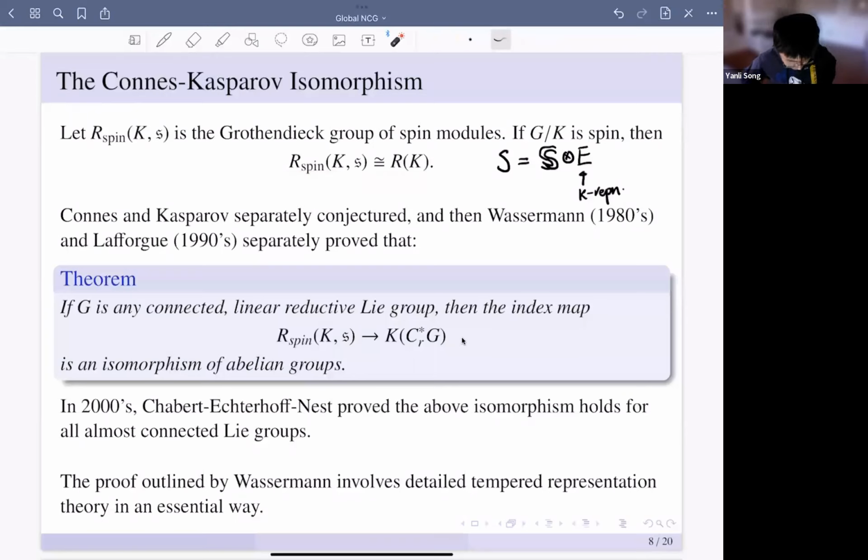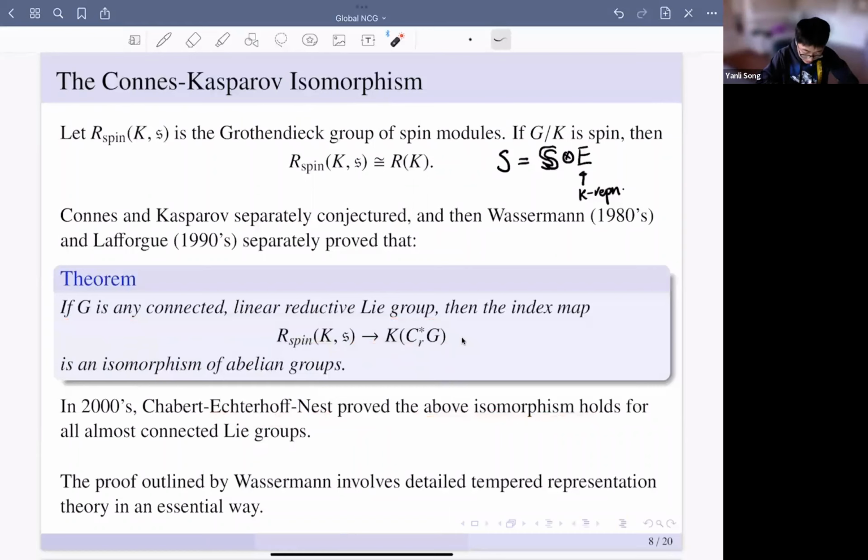So Connes and Kasparov separately conjectured that, and this was first proved by Wassermann and Lafforgue. They used completely different methods to prove this theorem. It says that if G is any connected linear reductive Lie group, the index map is an isomorphism. And in 2003, I think, Schick and Echterhoff and Nest proved that the above theorem is true for almost connected Lie groups. Almost connected just means that it has finitely many connected components.